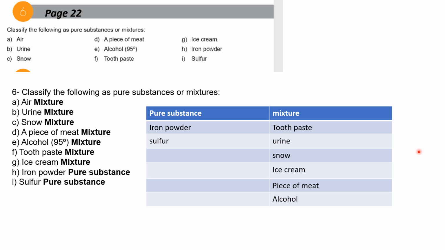Please, I want you to copy this table on your copybook. Write the exercise number 6 and don't forget to write the page number.